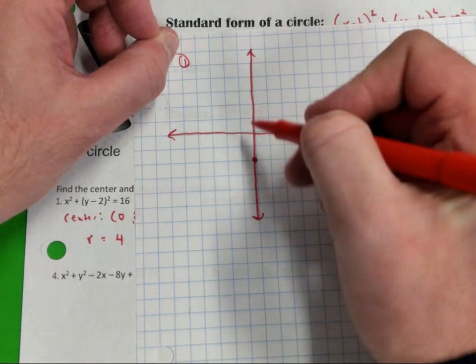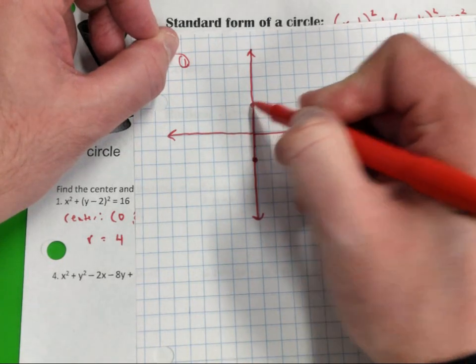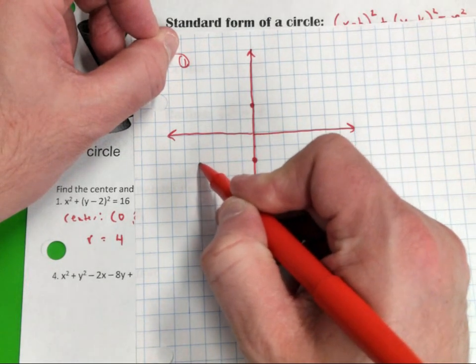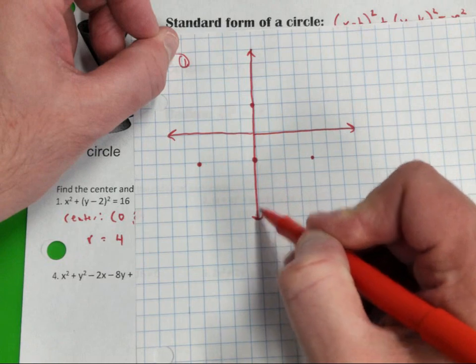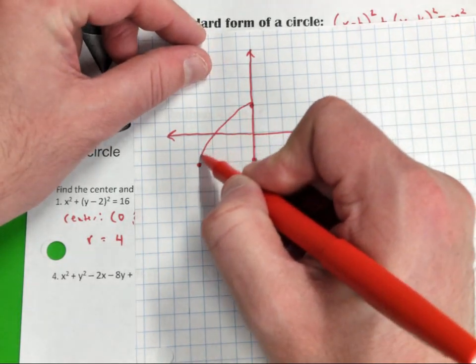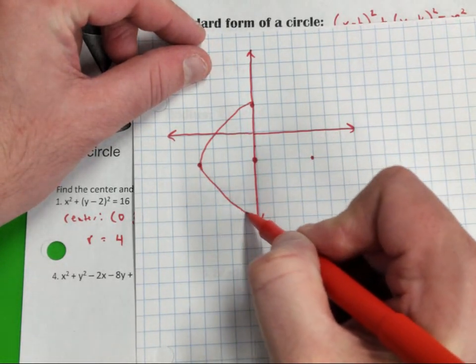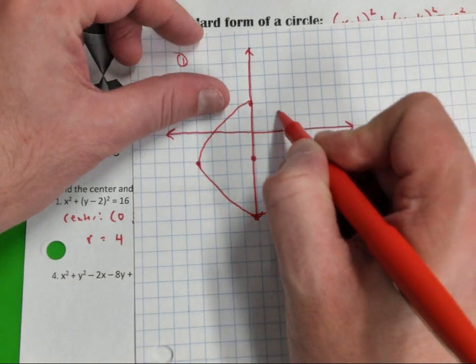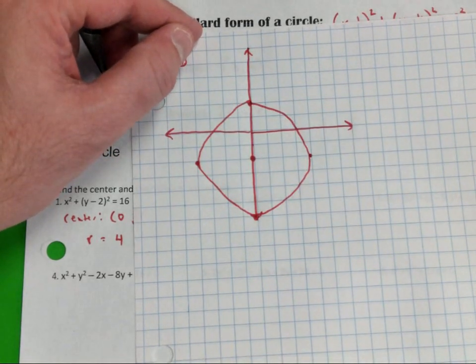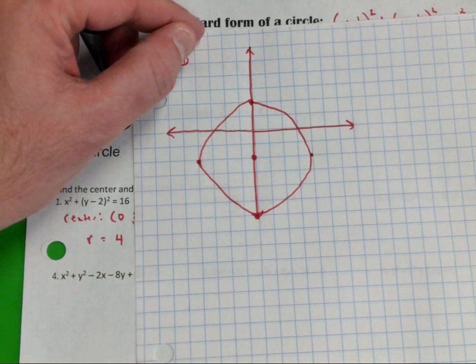I put a dot here. 2, 3, 4. 1, 2, 3. I just go north, south, east, west. And then I draw a circle the best I can. And there's my graph for that. Does that make sense? Are you sure?